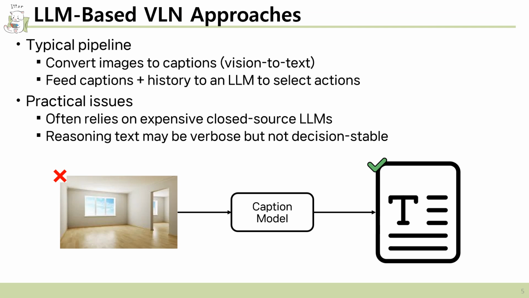This is appealing because the LLM can also output reasoning in text. It can sound human-like, but there are practical issues. Many early approaches rely on very large and expensive models. Also, the reasoning can be long, and long reasoning does not always mean a better choice. Sometimes the model writes a good story, but it still picks the wrong option. So the goal is to keep the reasoning helpful, short, and directly linked to the final action.